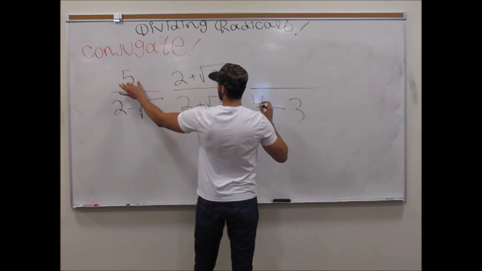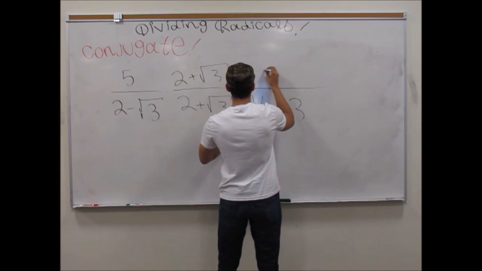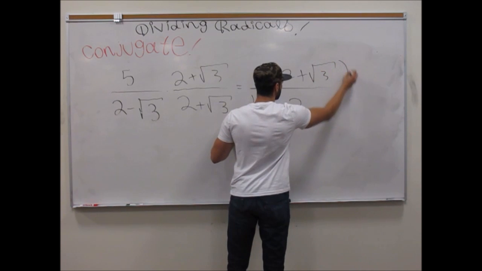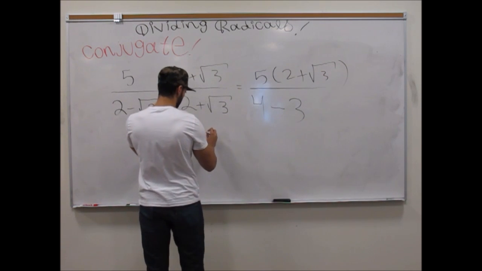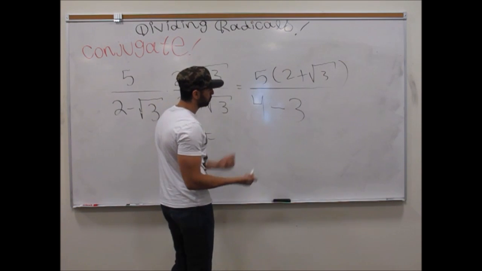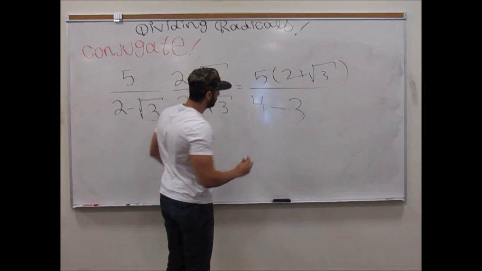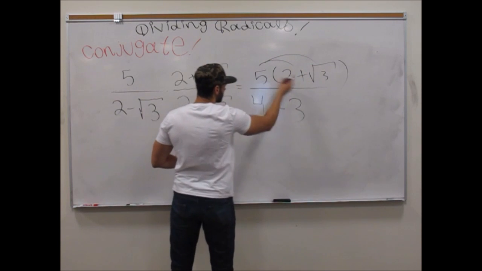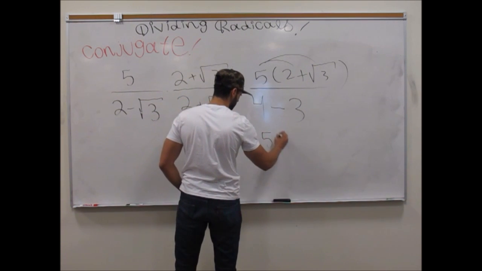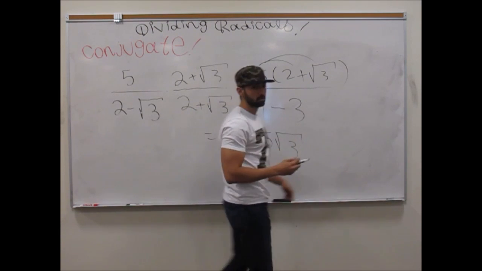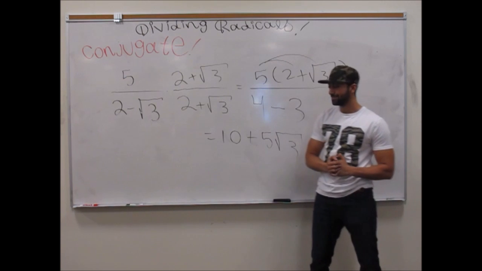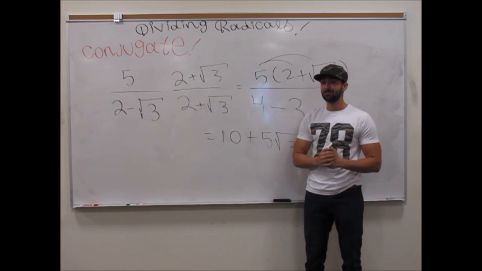Then we have to multiply the 5 into here. So this just becomes 1, right? We just dealt with this now. So you get a 10 out of that. Alright, so that would be it: 10 plus 5 rad 3. So thank you.